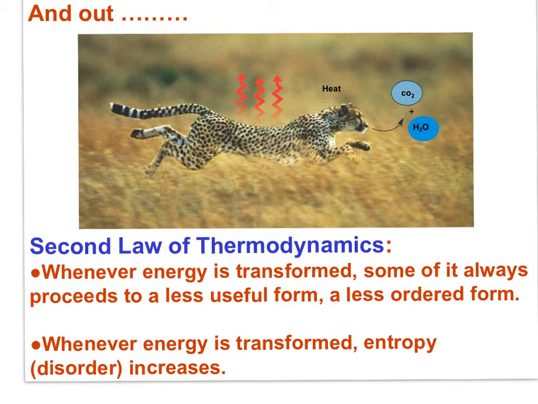So solar energy flows into the system, energy moves through the system in chemical form, and leaves the system as heat. As organisms spend energy for their needs, energy leaves the system as heat, a less ordered form of energy. And this brings us to the second law of thermodynamics. Whenever energy is transformed, some of it always proceeds to a less useful form, a less ordered form. Whenever energy is transformed, entropy, disorder, increases.